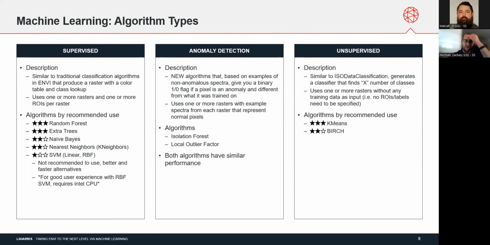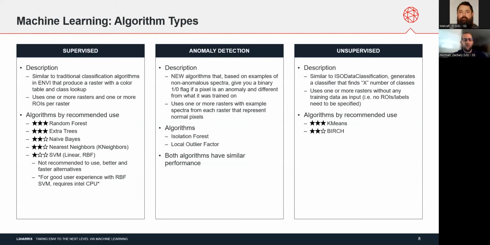Lastly, we have a handful of unsupervised algorithms. These are algorithms where you just give it an image, no labels, no training data, and they're effectively clustering algorithms that separate your data into X number of bins. So if you used ISO data classification before in ENVI, or k-means that we've had in ENVI, it behaves exactly the same. We're just going to have a machine learning version of it.